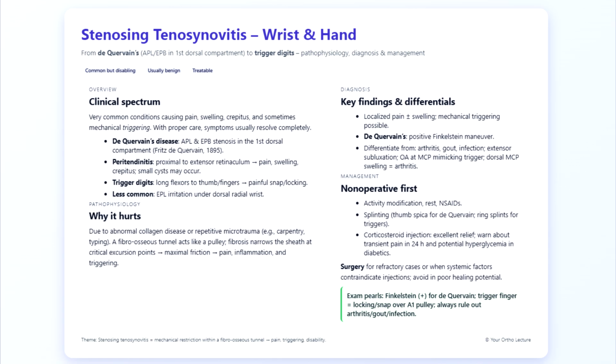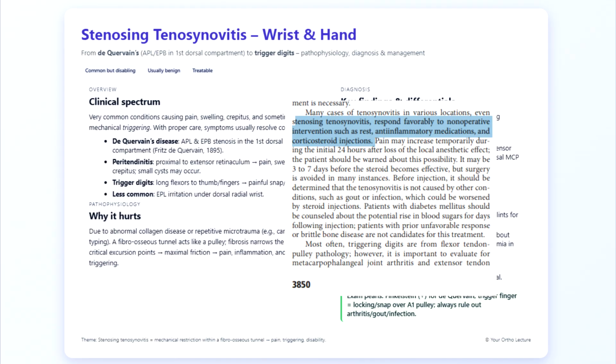Regarding management, most cases respond favorably to non-operative treatment. This includes rest, anti-inflammatory medications, splinting, and corticosteroid injections. In fact, injections can provide excellent relief, although patients should be warned that pain may transiently increase during the first 24 hours as the anesthetic effect wears off.